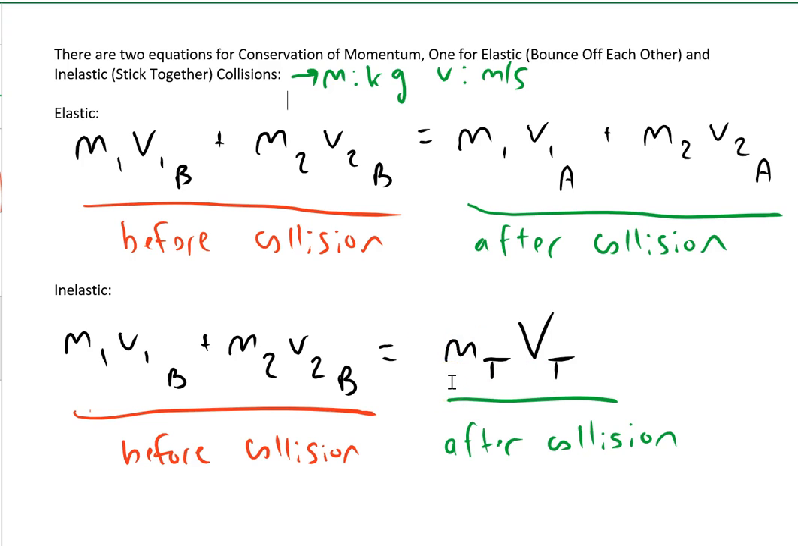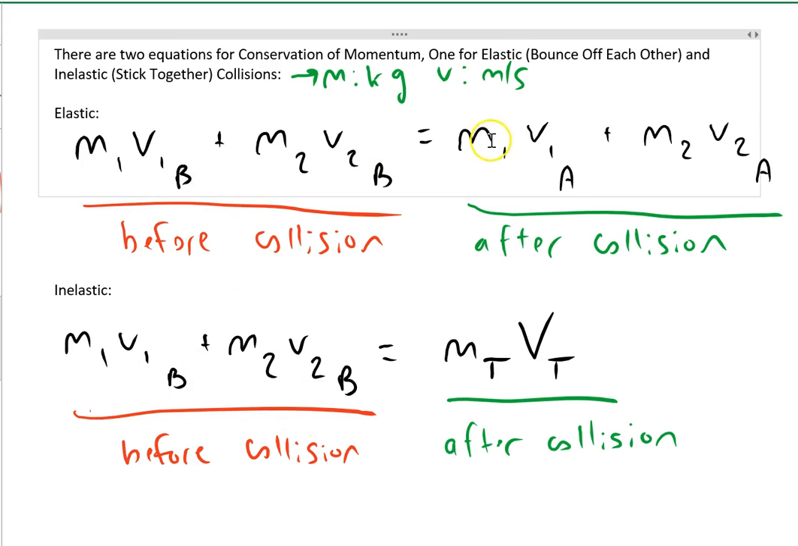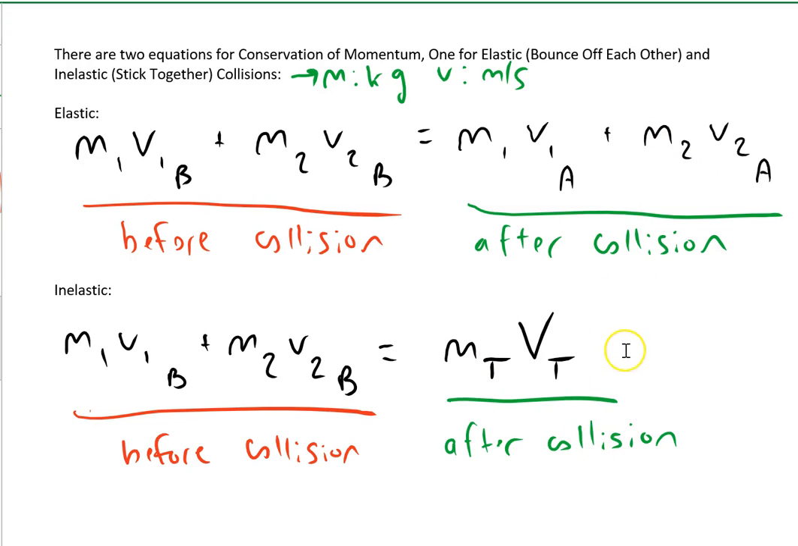So the big important thing here is that with both of these, the first half is the exact same. That never changes. But for elastic collisions, because they bounce and separate, you've got two parts, because they're still separate and moving. But with inelastic collisions, because they have attached to each other, you have one big part that's moving. So hopefully that helps.